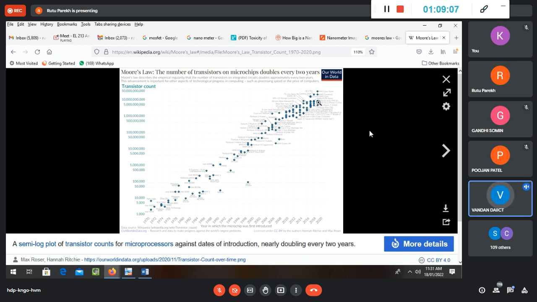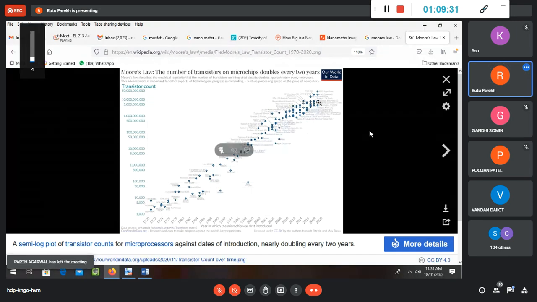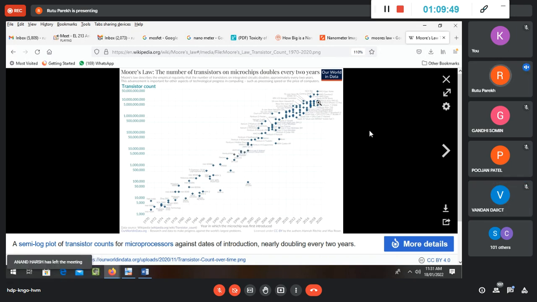Ma'am, my question is, is this Moore's law applicable only to MOSFETs or all types of transistors? Okay, good question. It is applicable to MOSFET only, because jitli IC che jitli chip che is all made up of MOSFET. There is nothing else inside. It's like the human body is made up of cells. Your IC is made up of MOSFETs. If you want, a resistor is also made up of MOSFET, let's say. IC means MOSFET, nothing else. 100% MOSFET, MOSFET, MOSFET. Okay, thank you, ma'am. Good question.